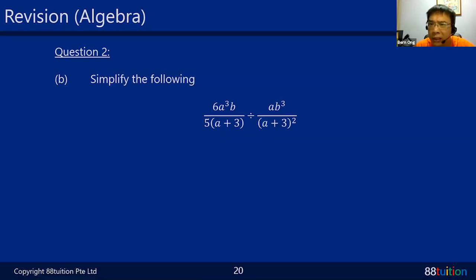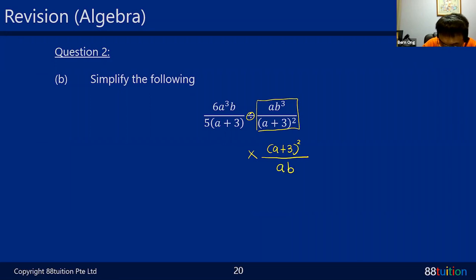Fractions can divide? Cannot, right? So the divide, we purposely change to a multiplication. And how do you change? Remember, divide, we flip the back side of the fraction. So divide changes to times, and we have to flip. So a plus 3 squared will be on top now, and your a, b cubed will be below here. In front it's still the same, 6a cubed b over 5a plus 3.